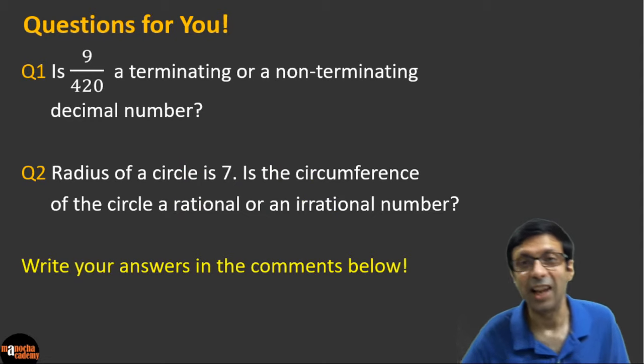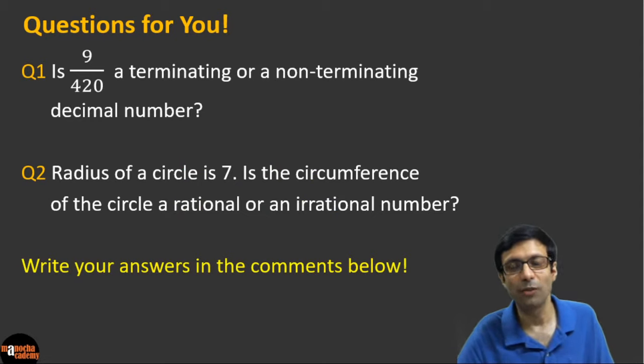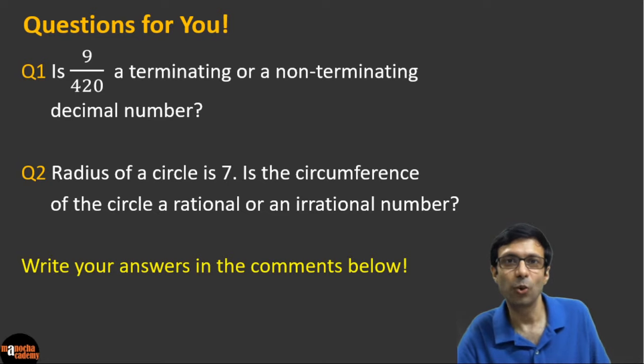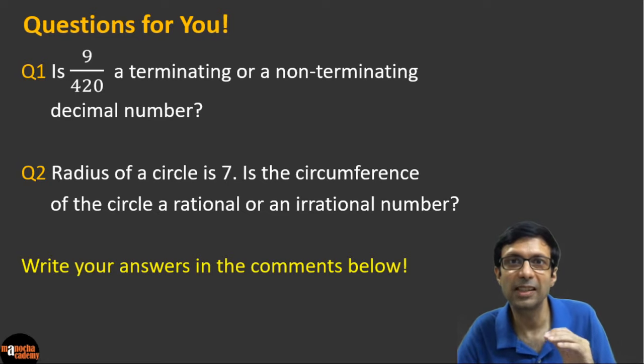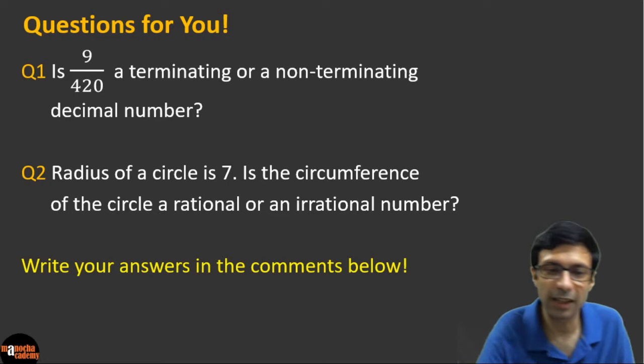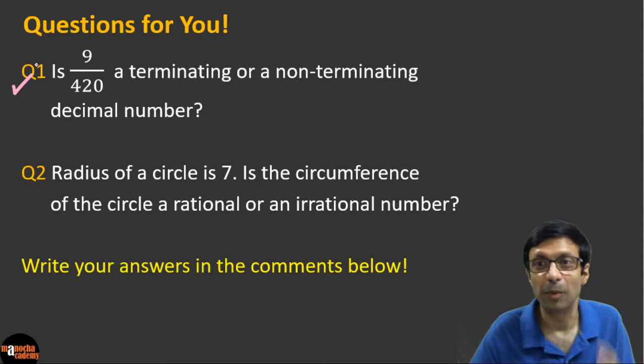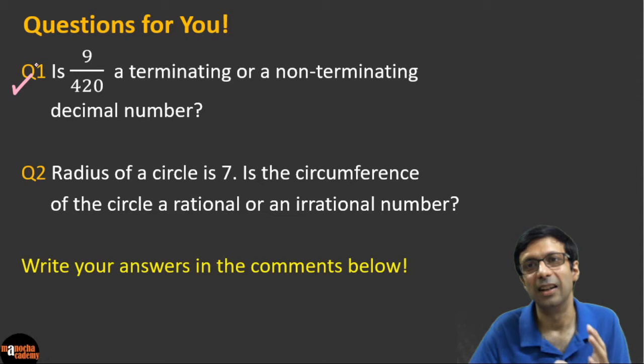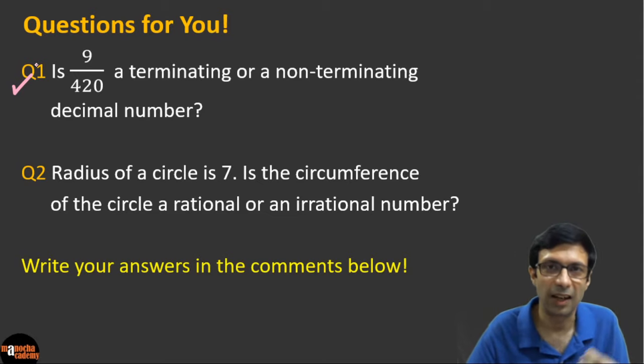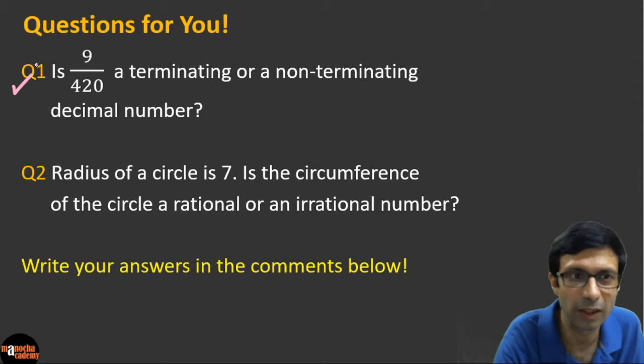All right, guys, now I have some interesting questions for you to solve as your homework. So here are two questions. The first question is: is 9 by 42 a terminating or a non-terminating decimal number, right? One hint is that rather than using the calculator or solving, I taught you a shortcut trick, so you can use the rule that we learned to decide if this number is terminating or non-terminating.